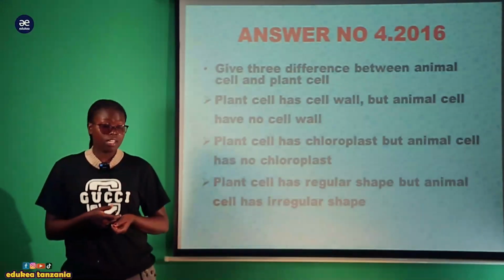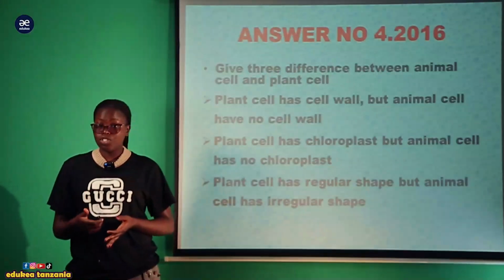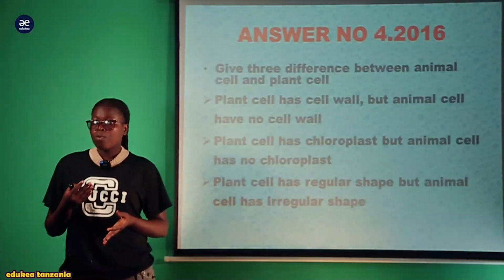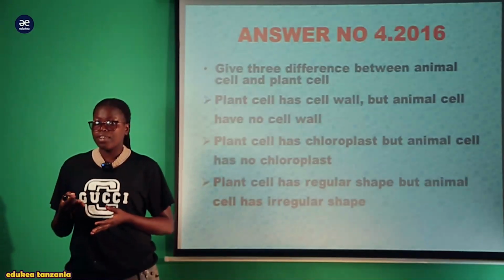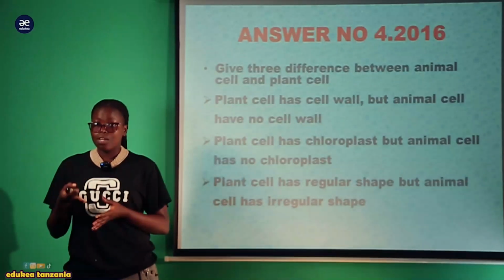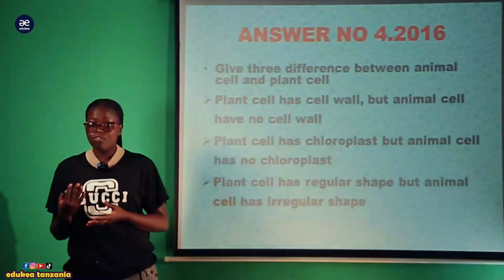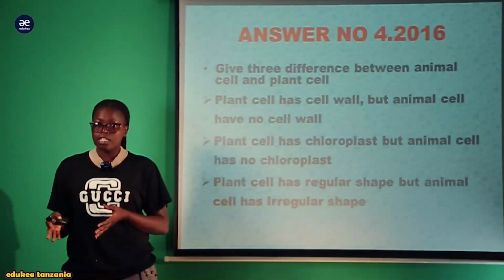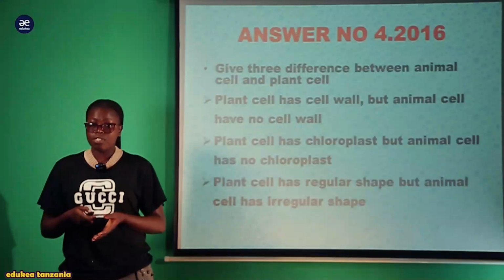As I've already said, the plant cell has a regular shape. This is due to the presence of the cell wall, which is very rigid and provides the plant cell with its regular shape, while due to the flexibility of the cell membrane, which is found only in the animal cell, the animal cell has an irregular shape.